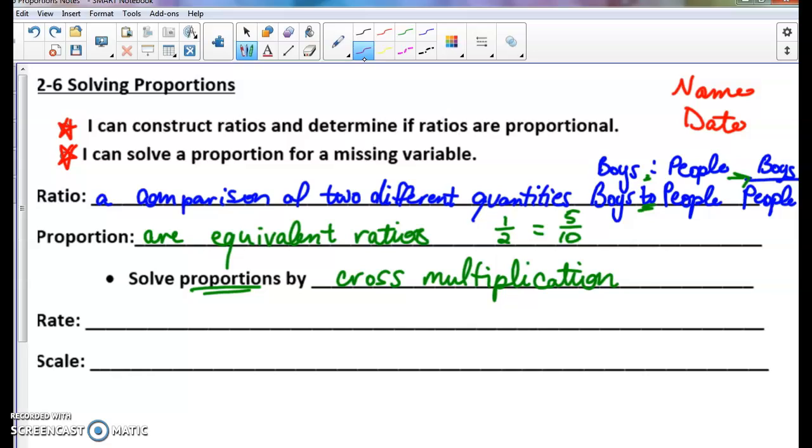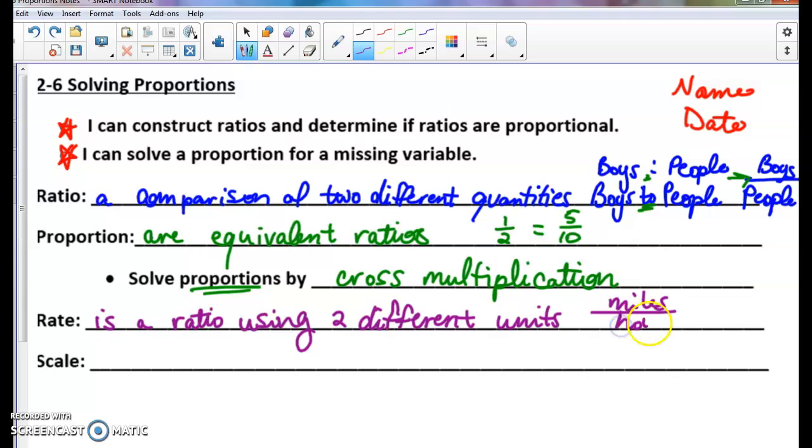Alright, now the next 2 vocabulary words are based on rate and scale. So rate is a ratio using 2 different units. One of the biggest ones like that we think about is always like miles per hour, and that's because miles is distance and hours is time, so it uses 2 completely different units there.